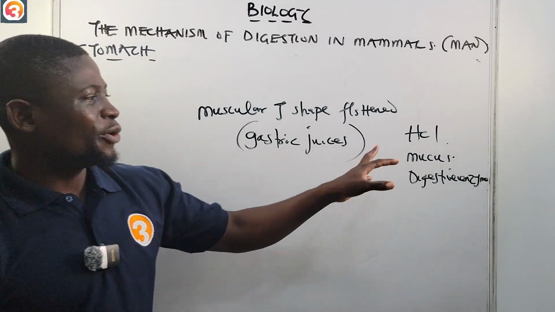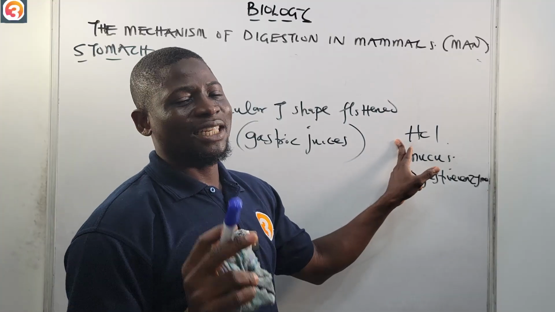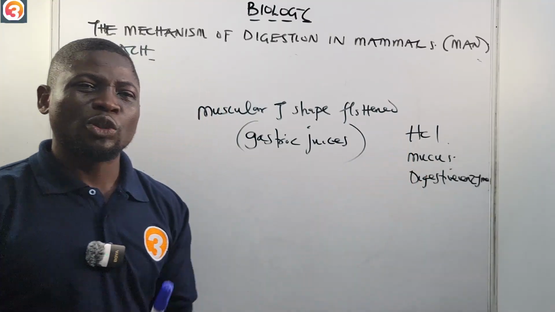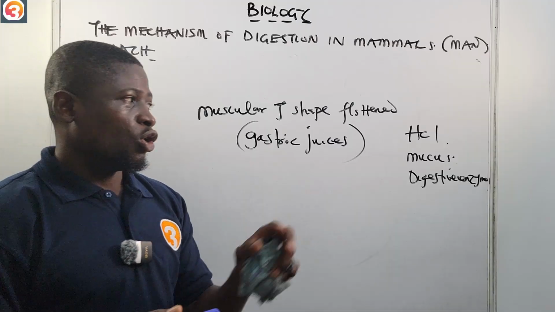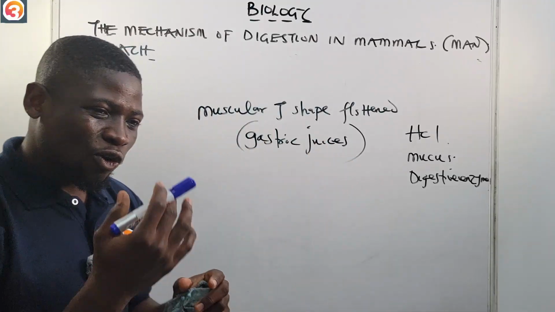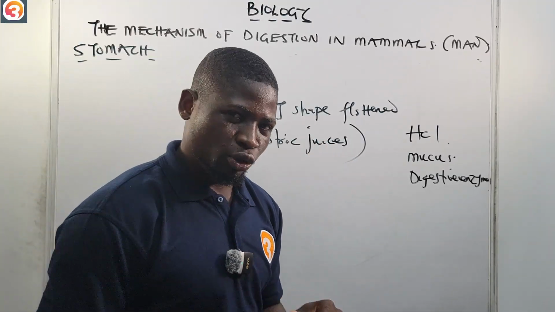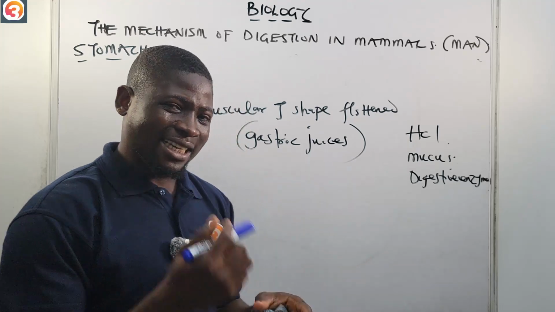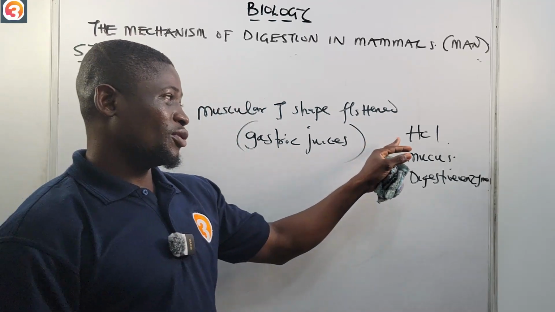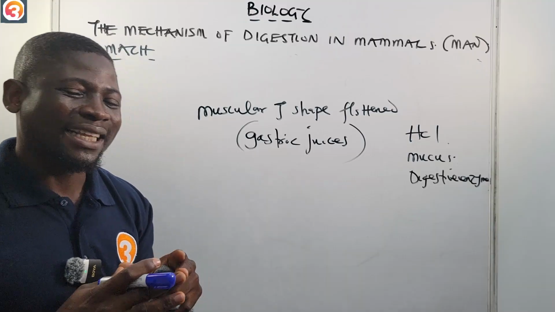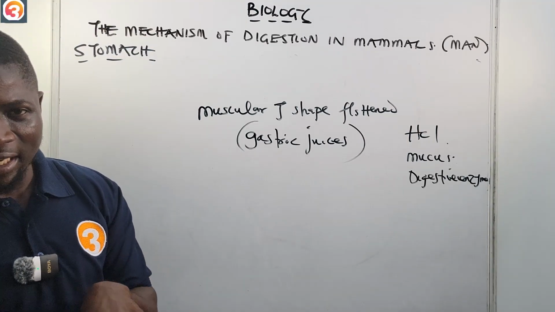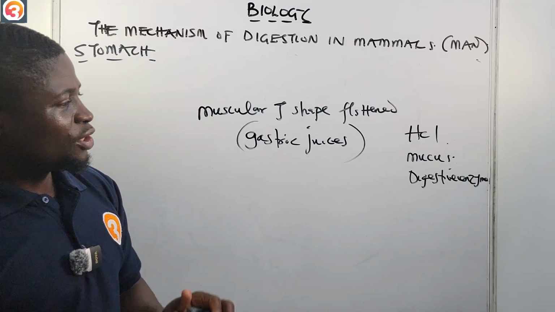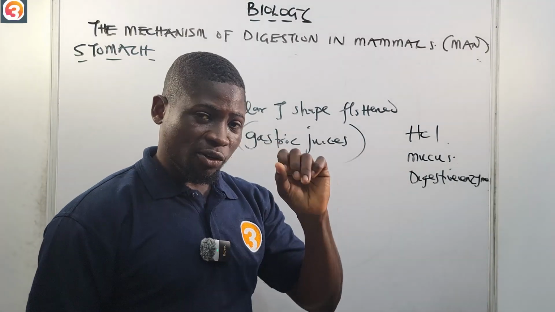The function of the hydrochloric acid, we have looked at it also. We say it's always to kill microorganisms, the bacteria that come along with the bolus. So as the bolus is going down and gets to the stomach, the hydrochloric acid will kill the bacteria present in that bolus. That is the function of the hydrochloric acid.